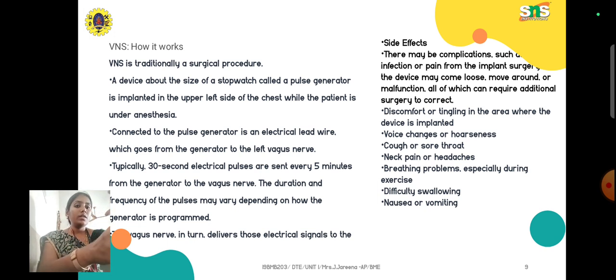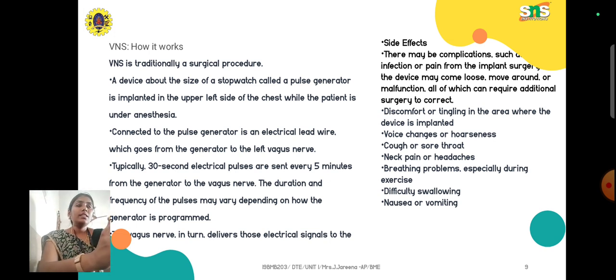And once the vagus nerve stimulation is turned on, the electrical signal that we fixed is delivered through the nerve to the targeted sites in order to stimulate them. So this is the procedure followed during the treatment of vagus nerve stimulation.